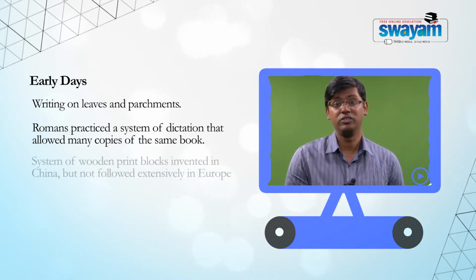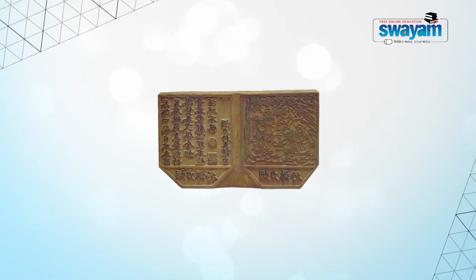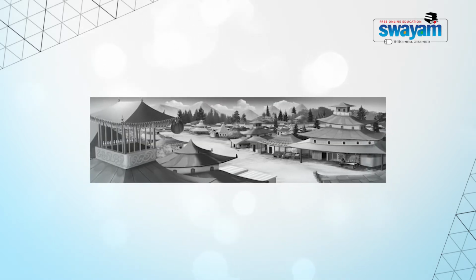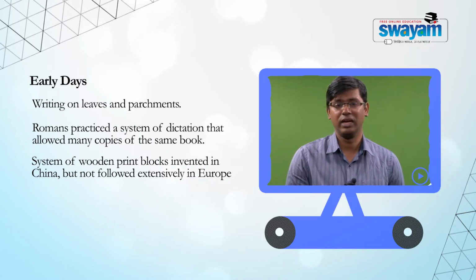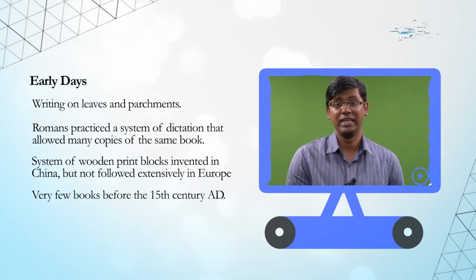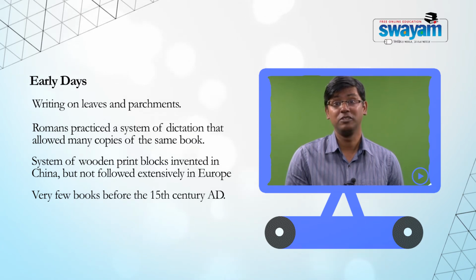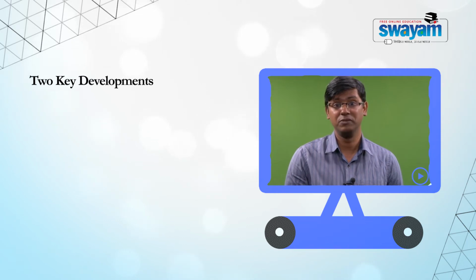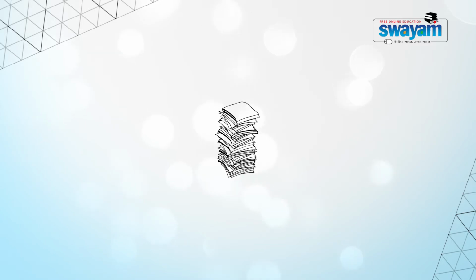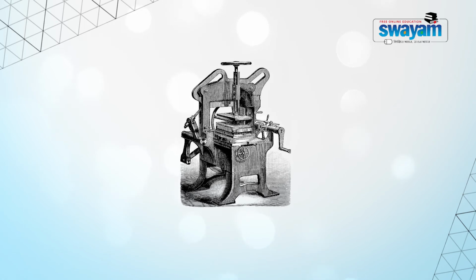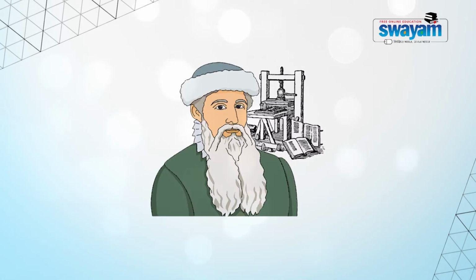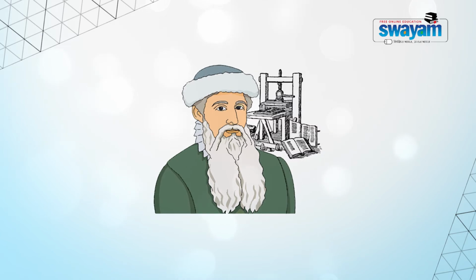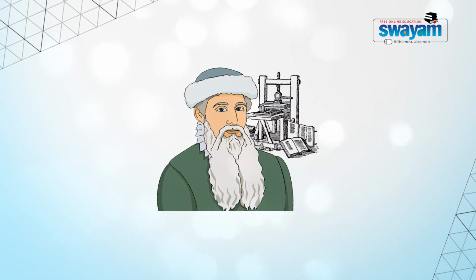Subsequently, you had a system of wooden print blocks that were invented in China, but was largely unused in Europe until the 15th century, when there were certain breakthroughs in the technology. We had two specific developments in the 15th century. One is the use of paper, which was an important step towards developing publishing of works. Secondly was the invention of the movable printing press by Gutenberg, which allowed printers to make several copies of a literature.